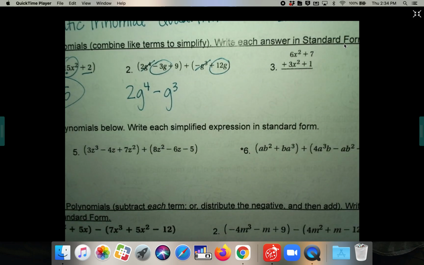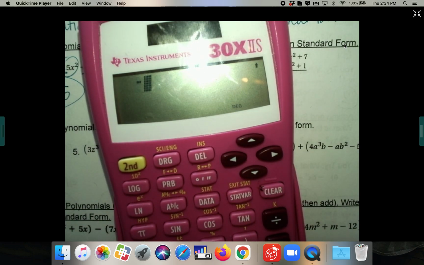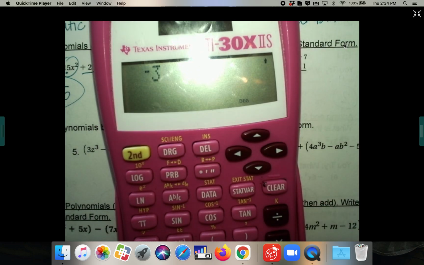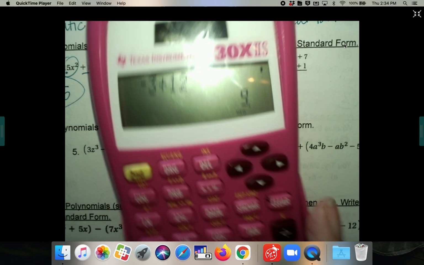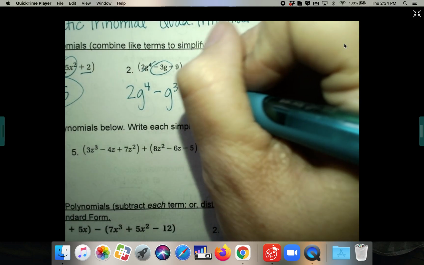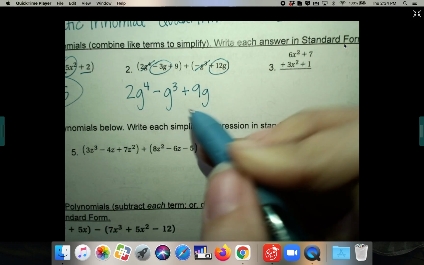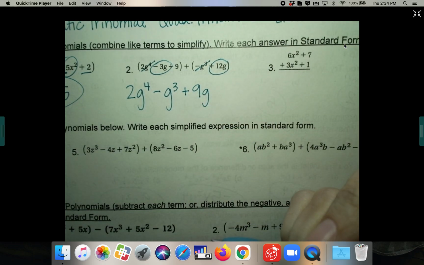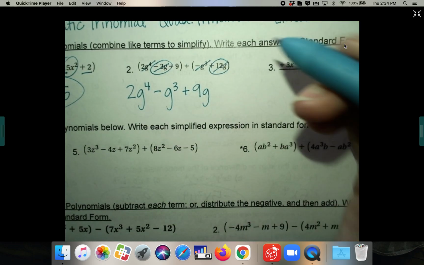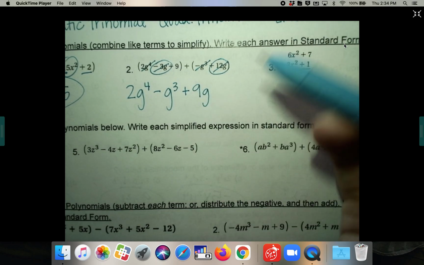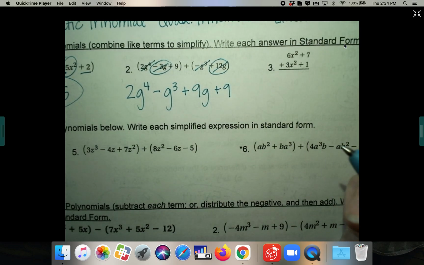Again, use your calculator if you're not sure. Negative 3 plus 12 is 9. So we have positive 9g. And if it's positive, you put a plus. And then now I've used that one. And my last thing I have left is a plus 9 here. So that's all there is to it.